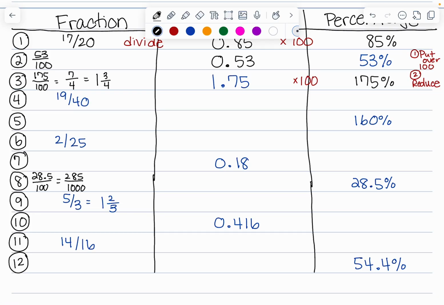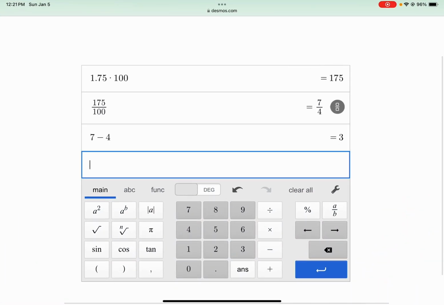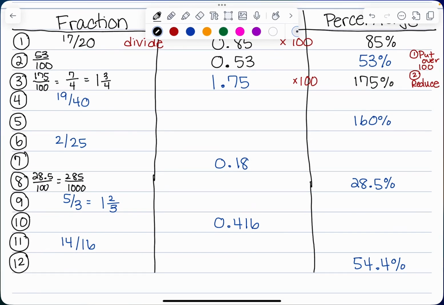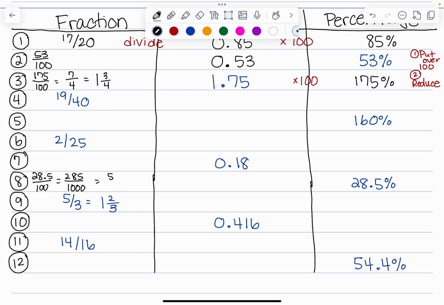Now I'm going to reduce. So I would take my 285 divided by 1,000 and look for common factors. Something I see right off the bat is 5. I also see that that's not a very big value, so if I'm doing this by hand, I'm going to be dividing a lot, and I didn't leave myself a lot of room. So I'm actually going to go straight to the calculator. I have 285 divided by 1,000, and it turns it into 57 over 200. So as my simplified fraction, I have 57 over 200.